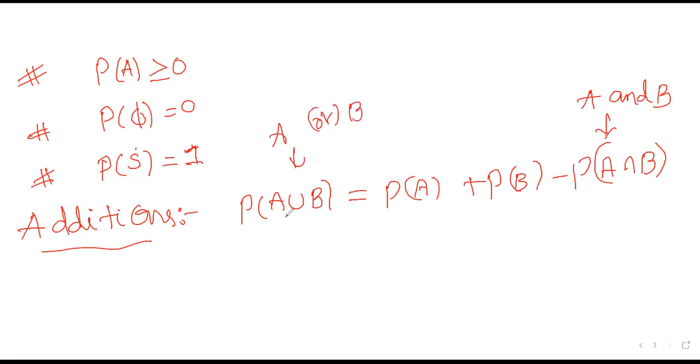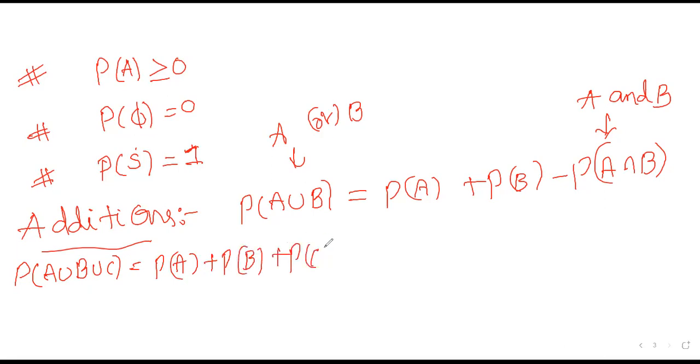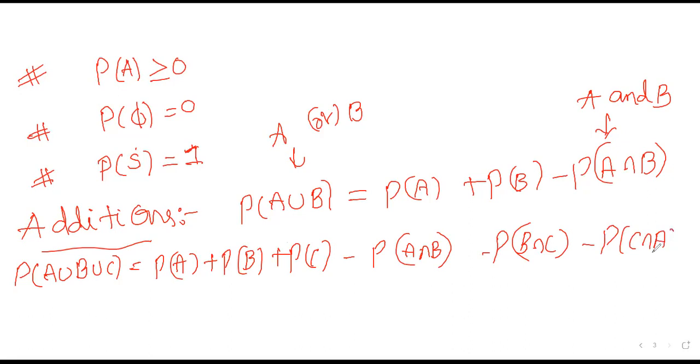Then the addition theorem for three variables, that is P of A union B union C. This is defined as P of A plus P of B plus P of C. Same as with two variables, now with three variables: minus P of A intersection B, minus P of B intersection C, minus P of C intersection A, plus P of A intersection B intersection C. Intersection is nothing but and, union is nothing but or.